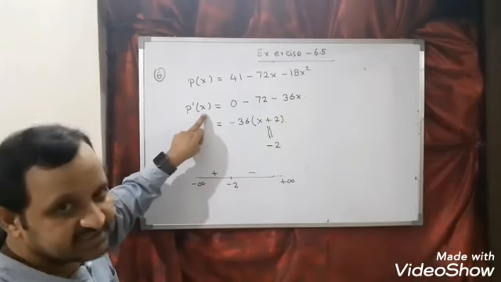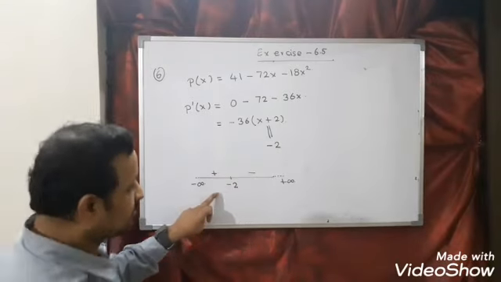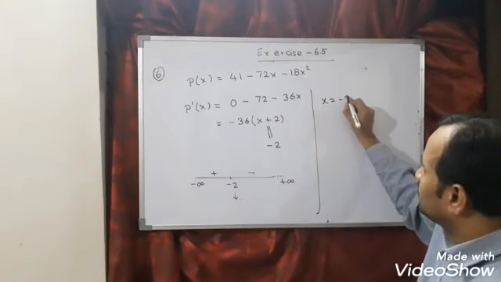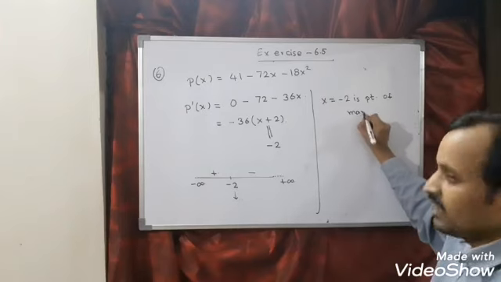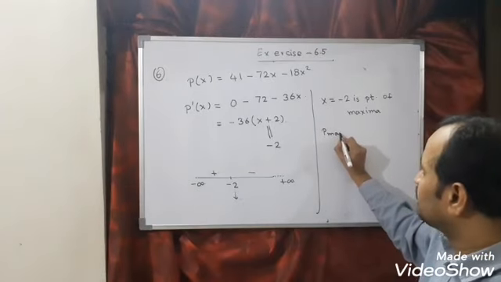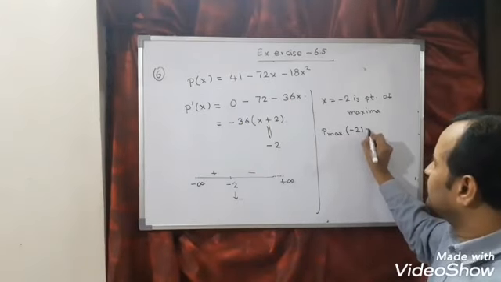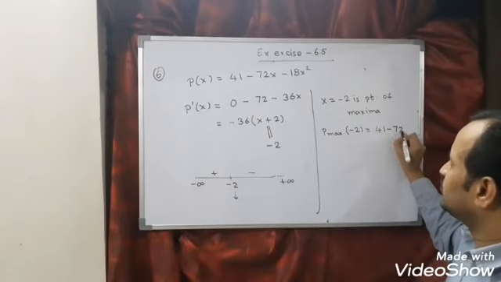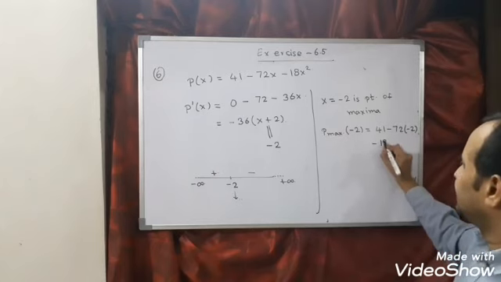So P dash x changes its sign from positive to negative. So this point is said to be what? Point of maxima. So here I can say x is equal to minus 2 is the point of maxima. And question is maximum profit, so here I can say maximum. So put this value here. So P max at minus 2 is equal to, put this value here. So what you will get? 41 minus 72, x is minus 2, minus 18 into x square.